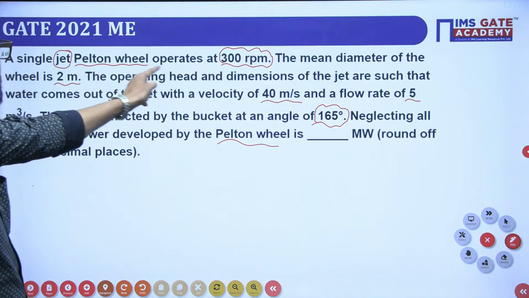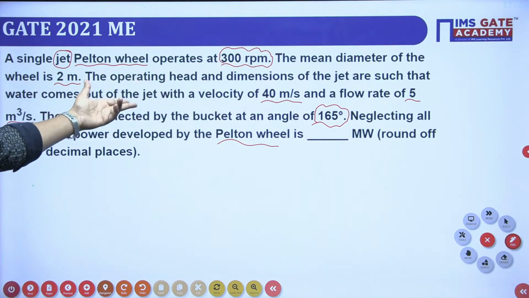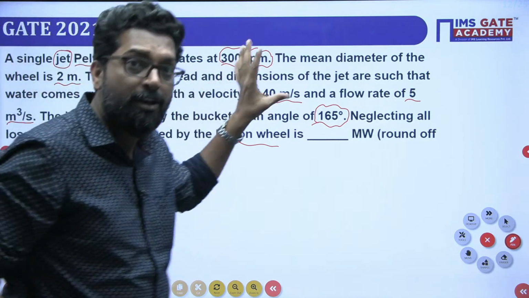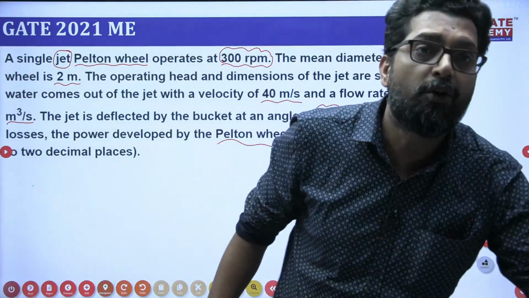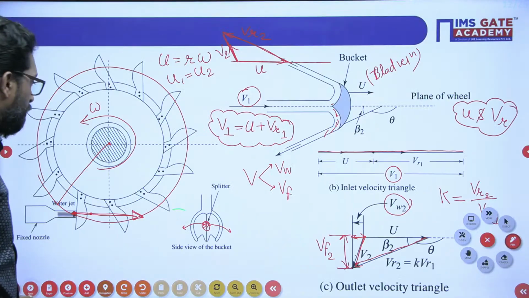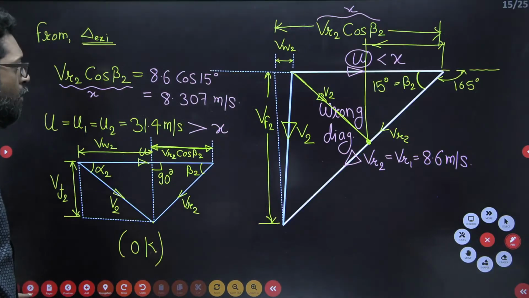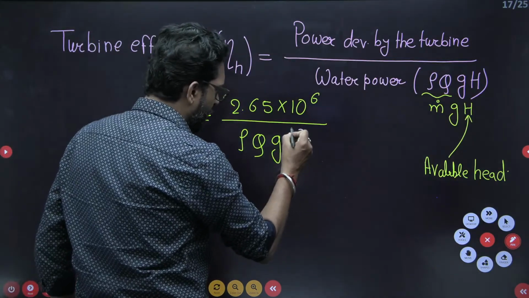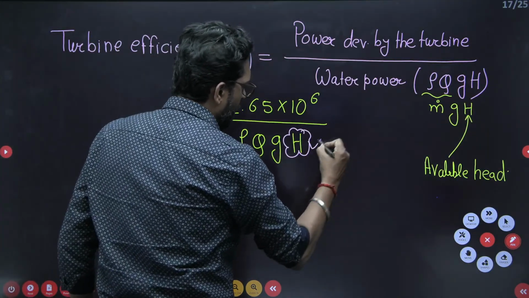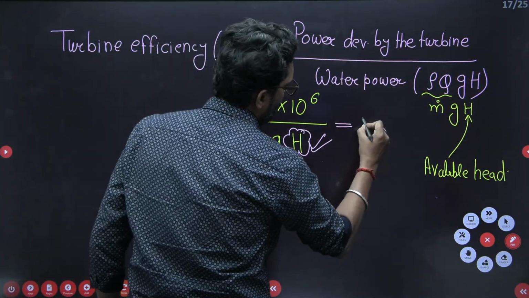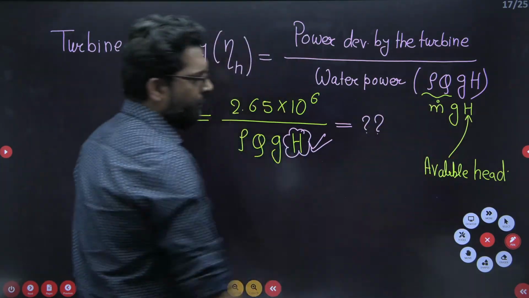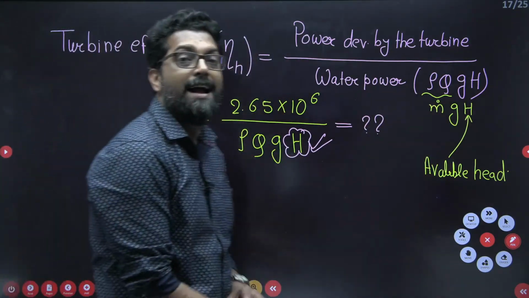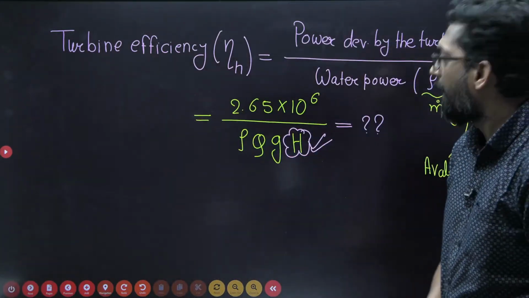So where is H? What is the head? If the head is available, then we can solve for the hydraulic efficiency. But here in this question, H is not given, so we cannot find the hydraulic efficiency. If it is given, we can find the efficiency of the turbine like that.